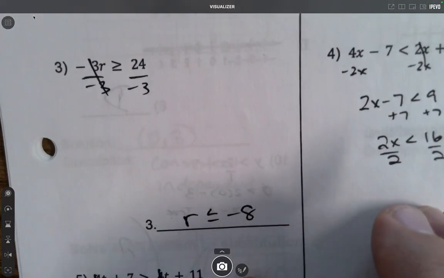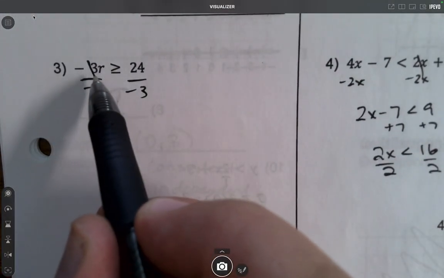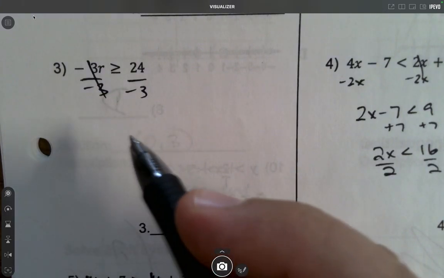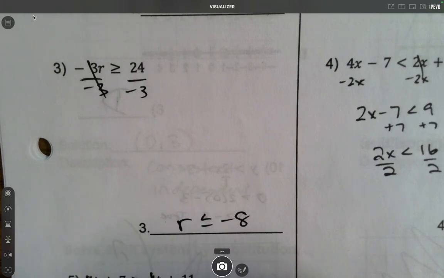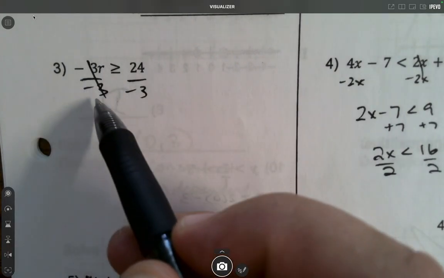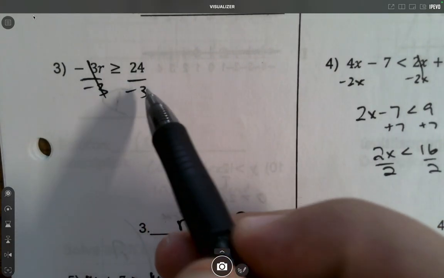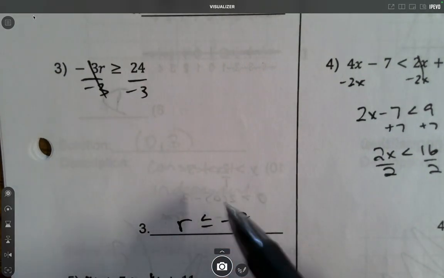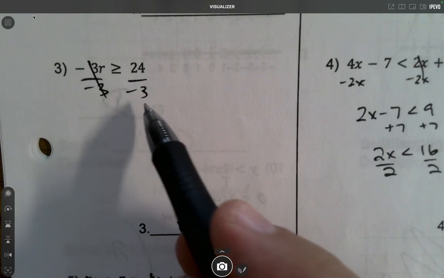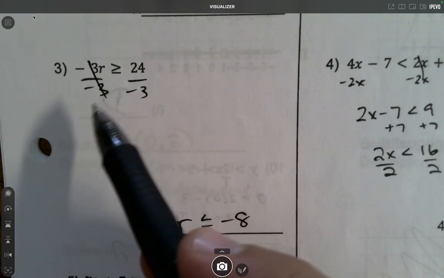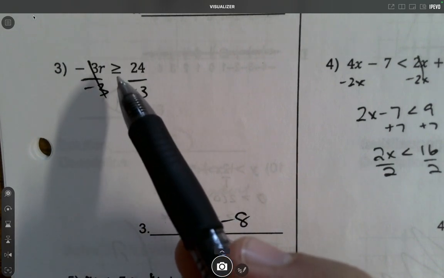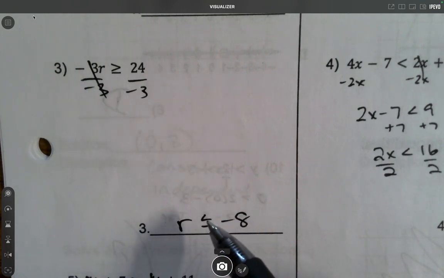Okay, on number 3, r is being multiplied by negative 3. So we need to do the opposite of multiplication and divide both sides by negative 3. That cancels these out, and 24 divided by negative 3 is negative 8. And whenever you divide or multiply by a negative number on both sides, like we did here, you have to flip the sign or the direction of the inequality, so it changes from greater than or equal to less than or equal to.